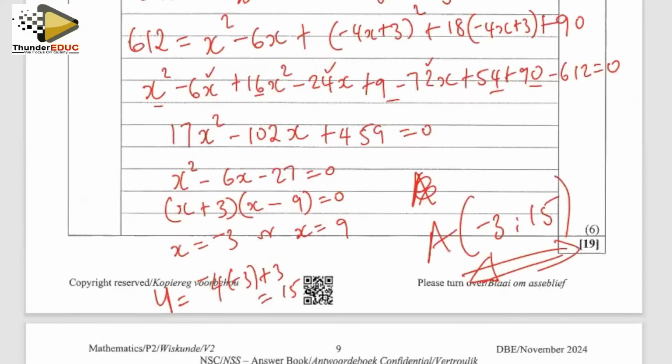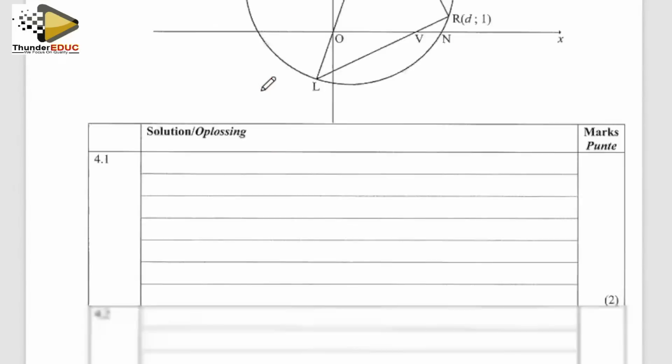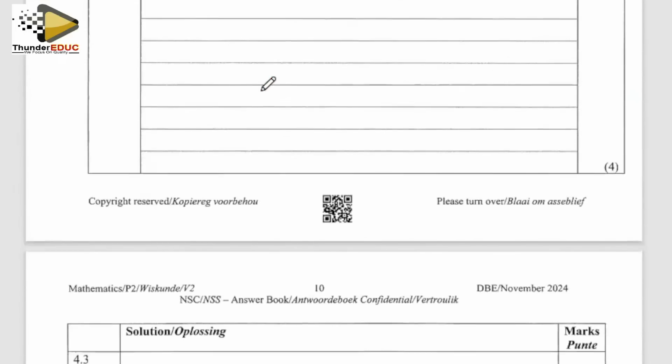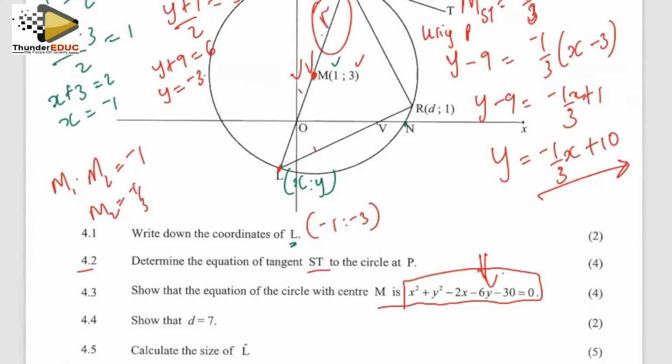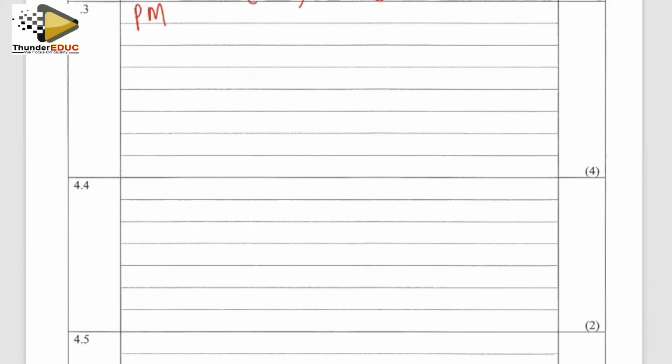So PM, the distance PM, this is 4.3. Remember we have 1 and 3, then we have 3 and 9. All right, so I will say R squared is going to be 3 minus 1 squared plus 9 minus 3 squared. So that is going to be 2 squared, which is 4, plus 6 squared, which is 36, which gives me 40. So my R squared is 40.